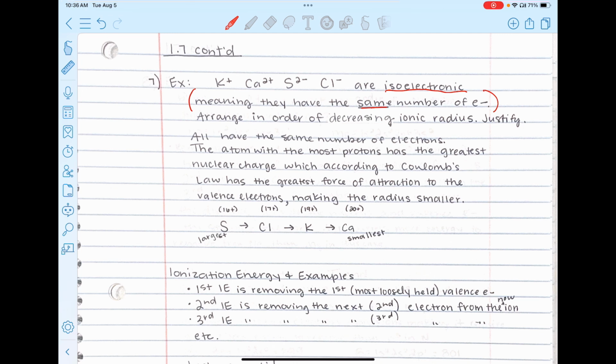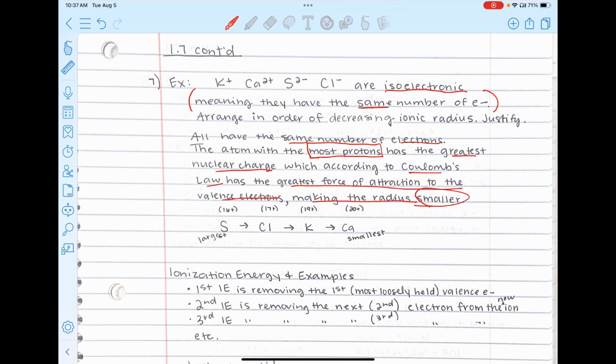So here's what we know. They all have the same number of electrons. Same. Therefore, the atom with the most protons, right, compared to electrons, is going to have the greatest nuclear charge. And if we have a greater nuclear charge, according to Coulomb's law, right, it's going to have the greatest force of attraction to the valence electrons, making the radius smaller.